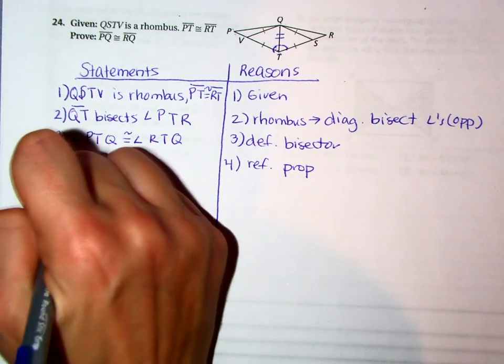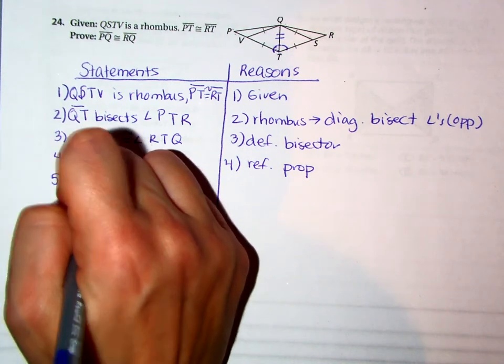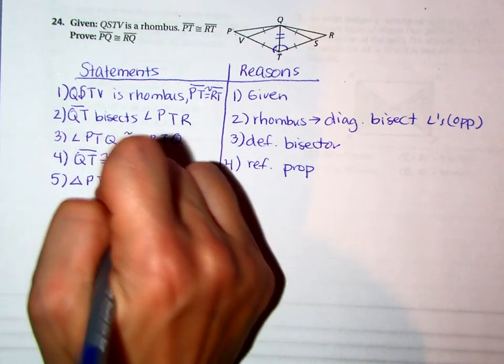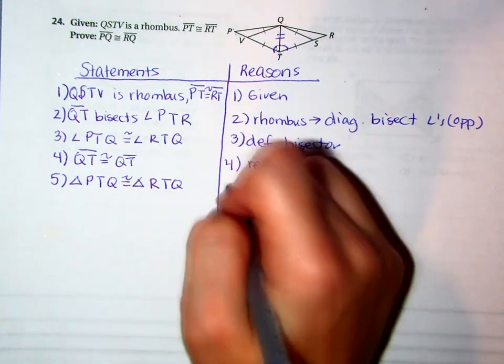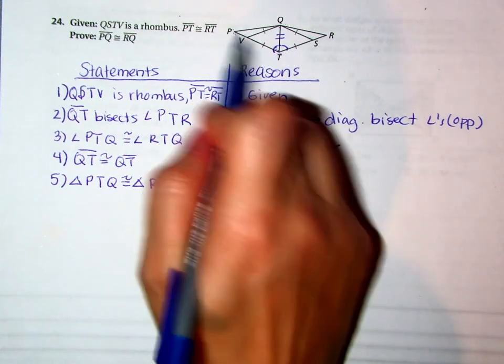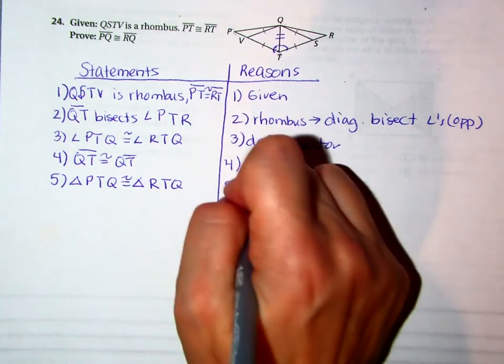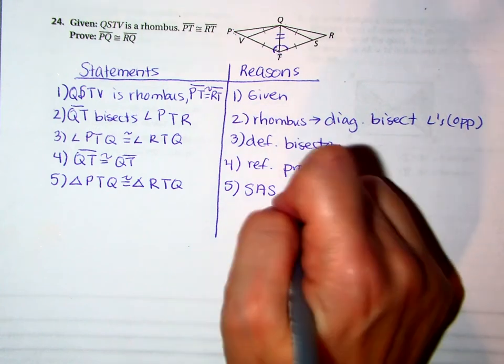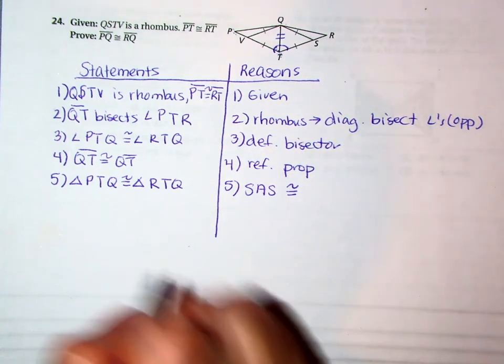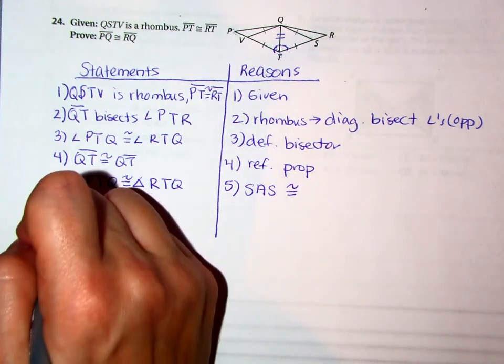So number 5, I can say triangle PTQ is congruent to triangle RTQ. And the reason is because here we have a side, an angle, and a side. So this is not similarity, this is just side, angle, side congruence. If you'd rather, you can put the congruent symbol, but it's not similarity, so don't put the similarity tilde.